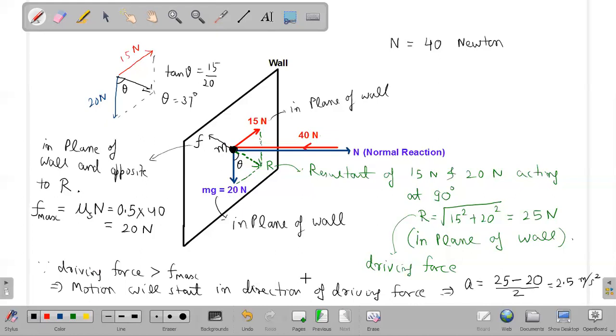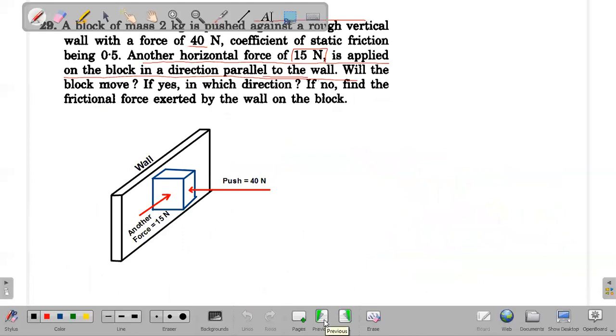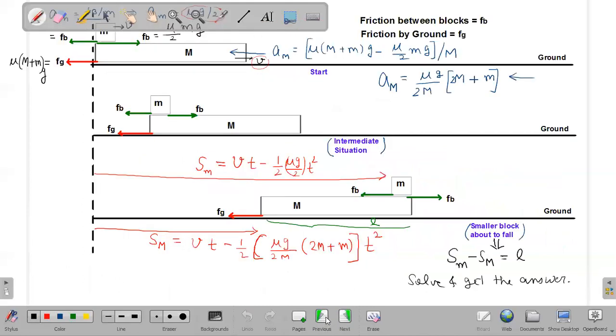So that was question number 29 from the book H.C. Verma, Volume 1, chapter Friction. These two were the questions which were important. They are important to understand the concept of friction force. They are also important for JEE Advanced.